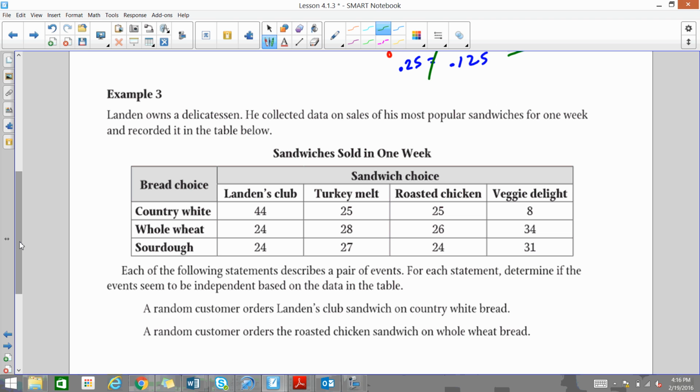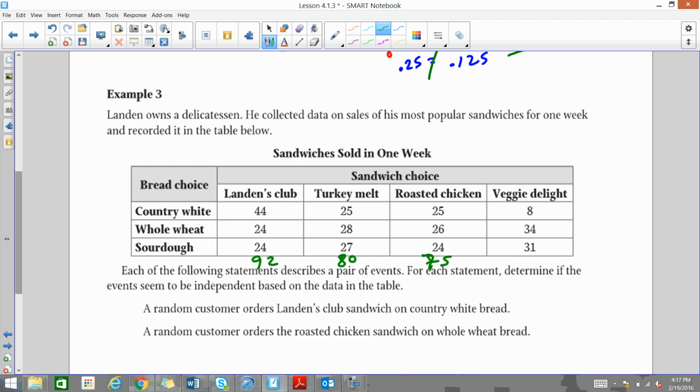So 44 plus 24 plus 24, you're going to get 92 here. 25 plus 28 plus 27, you're going to get 80 here. 25 plus 26 plus 24 is 75. Ooh, hard to read that. And then 8, 31, and 34.